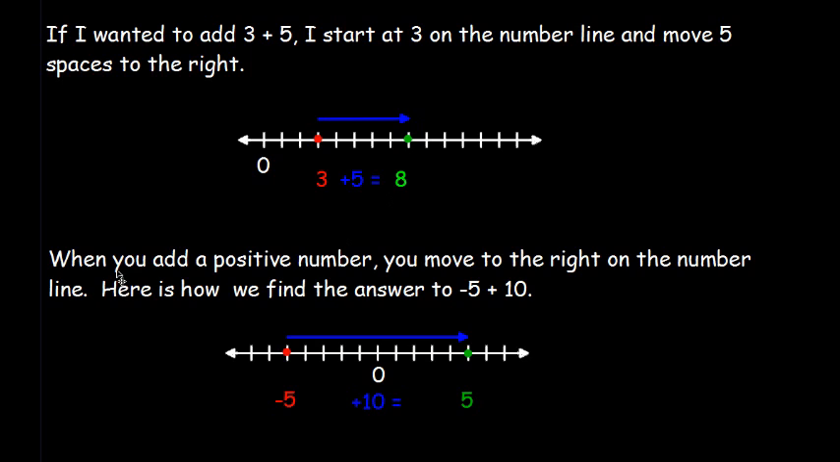So if we look at this one, it says when you add a positive number, you move to the right on the number line. Here is how we find out the answer to negative 5 plus 10. So again, wherever you're starting at, that's your starting point. So that's negative 5. So this would be negative 1, negative 2, negative 3, negative 4, negative 5. And you count how far you went over. So 1, 2, 3, 4, 5, 6, 7, 8, 9, 10. So that means negative 5 plus 10 equals, and then you ended on positive 5. So that's how we did negative 5 plus 10, and we know that equals 5.